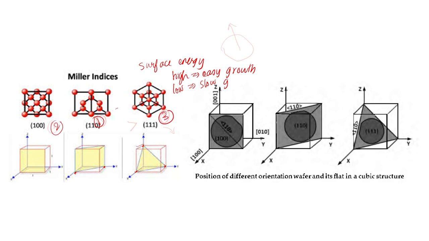The growth will depend on what the surface energy of the plane is. If the surface energy of the plane is less, then the growth will be easier. If the surface energy of the plane is high, then the growth will be less. It will take time to grow. So if we consider these three planes, the surface energy of 111 is the lowest.